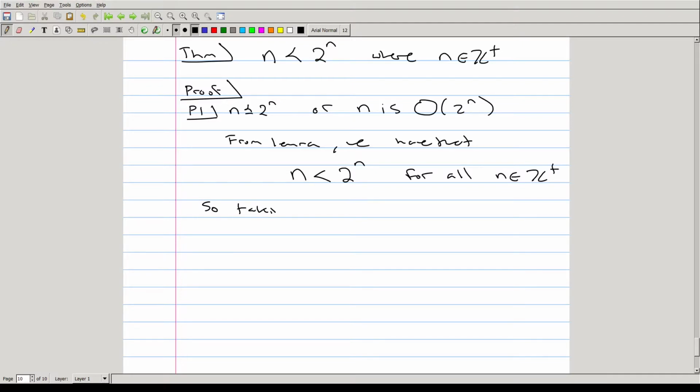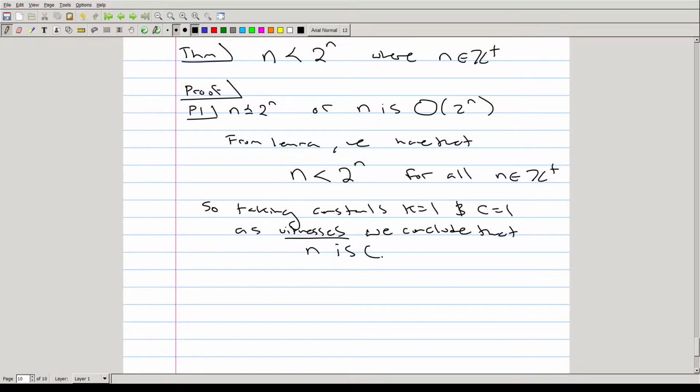So taking constants k equals 1 and c equals 1 as witnesses, as you remember, the domination relation requires taking a specific value of k and a specific value of c as witnesses, we have that n is big O of 2 to the n, or n is dominated above by 2 to the n.